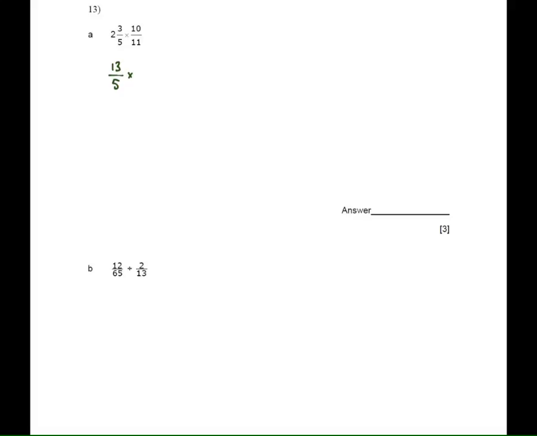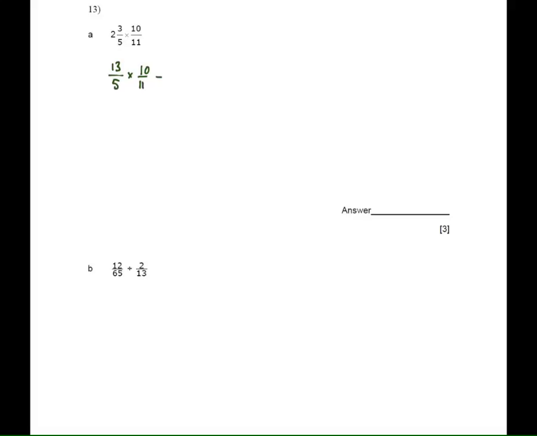Okay, so we've got some multiplication of fractions, and from earlier we know that we hate mixed numbers. We shouldn't really use mixed numbers when we're multiplying fractions anyway. It's just not possible. So let's turn them to top heavy. We get 13 fifths for 2 and 3 fifths because 2 wholes is 10 fifths plus 3 fifths is 13 fifths, times 10 over 11.